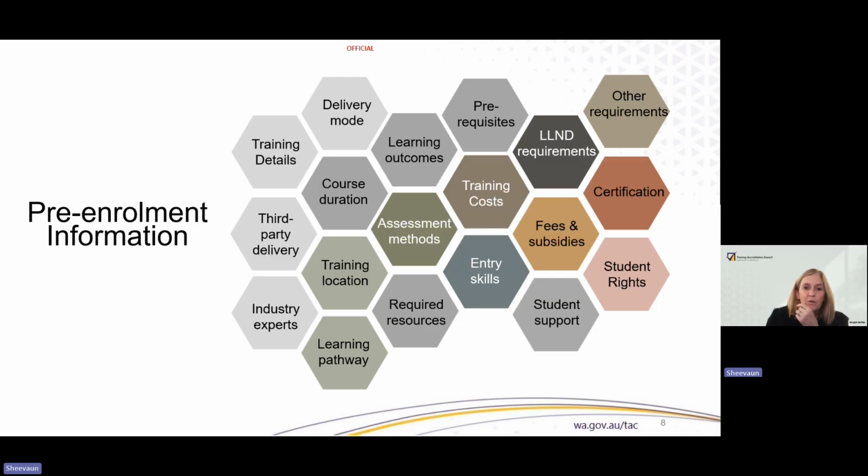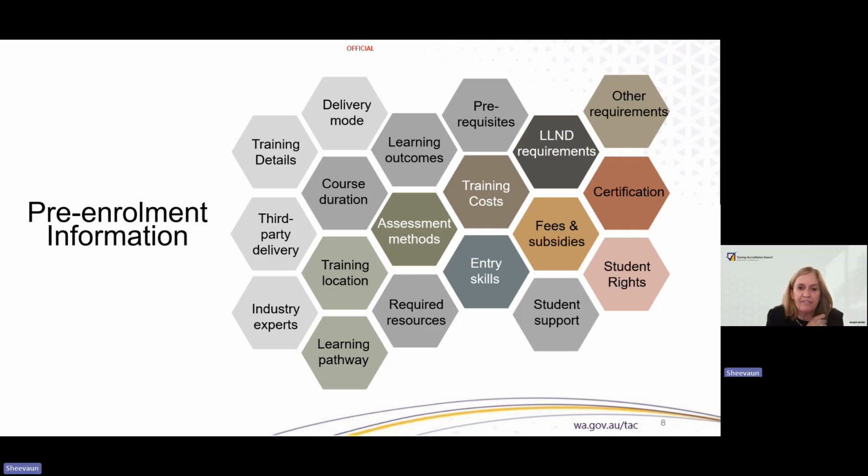Okay, so what I've identified here on this slide is 19 pieces of different types of information that students need prior to enrolment in order for them to make an informed decision. Now you might be thinking, yeah, Sheevaun, thanks, but some of them don't apply to me. However, I would challenge all RTOs to look at this list of 19, and I suspect that at least 15 out of the 19 will apply to every RTO.